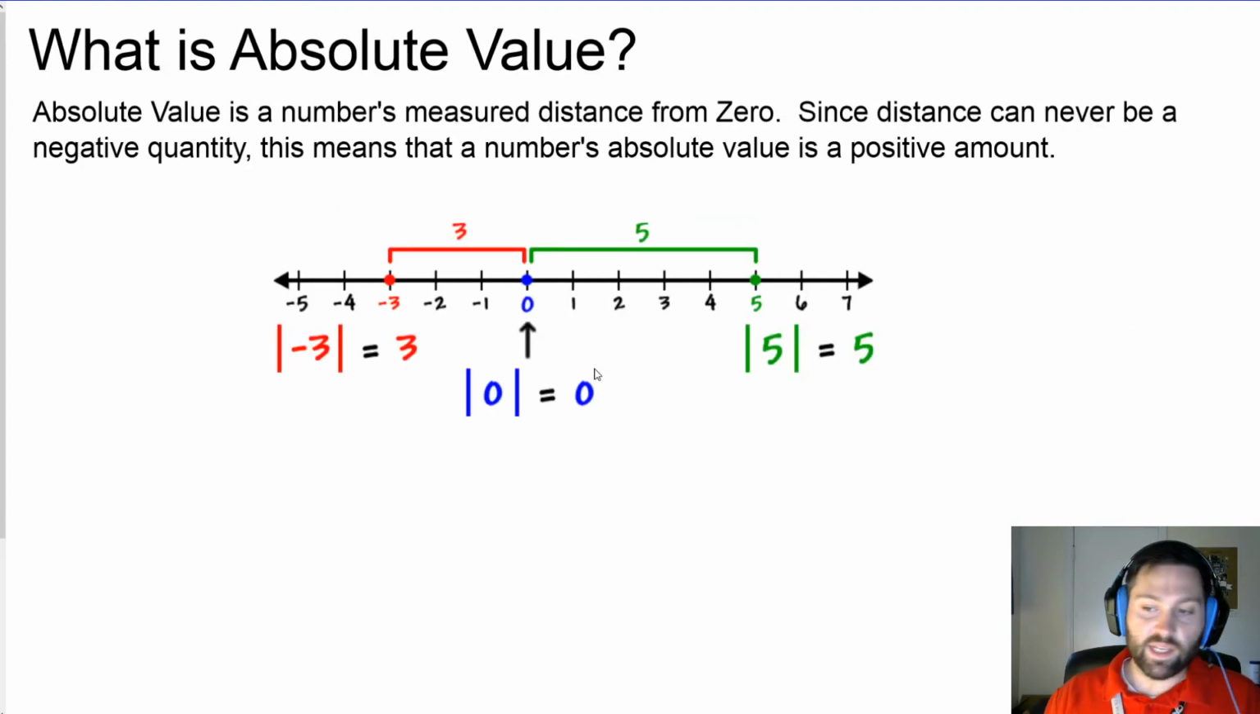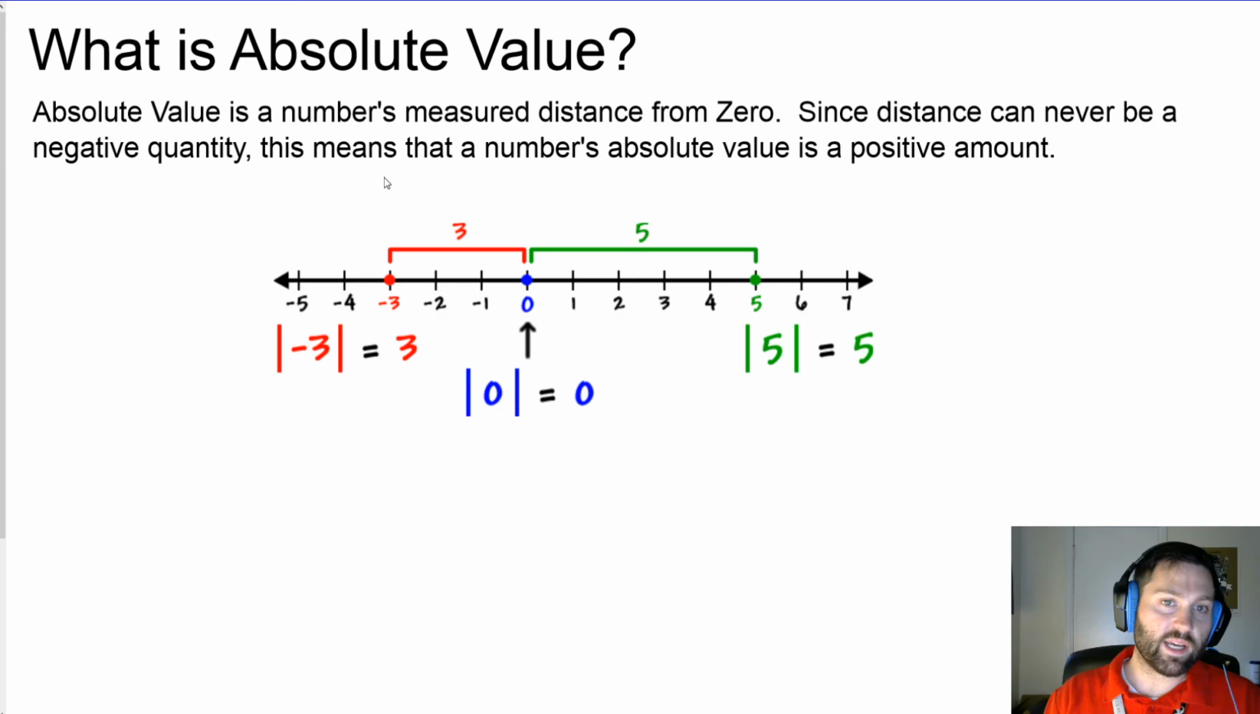And then the last thing that I need to talk about with you guys is the absolute value. We're going to come back to solving these types of equations in the next section, but absolute value is a number's measured distance from 0. Since distance can never be a negative quantity, this means that a number's absolute value is a positive amount. So if you need to pause to copy this down, feel free, because I'm going to go right into evaluating it here. Simplify the following expressions.